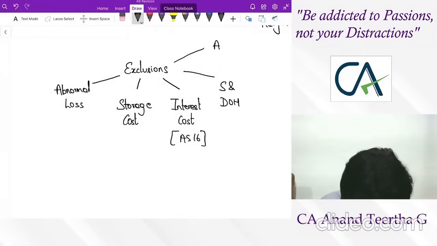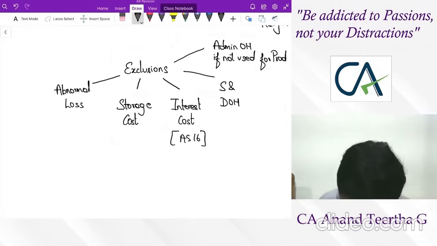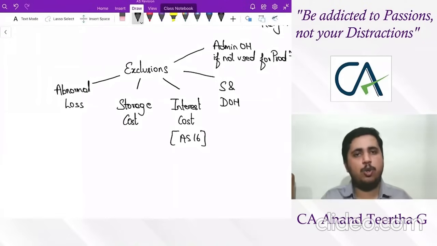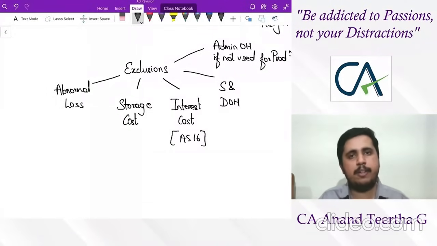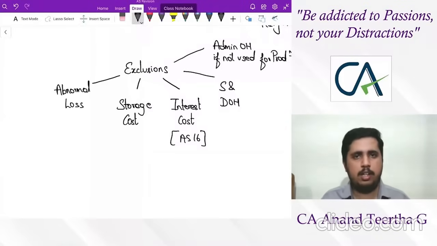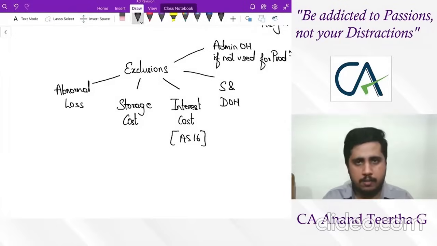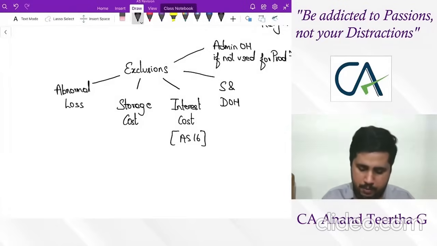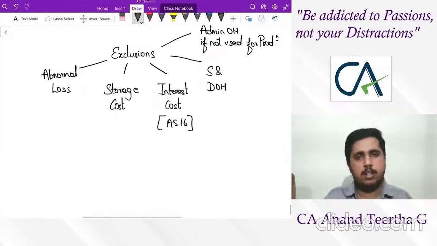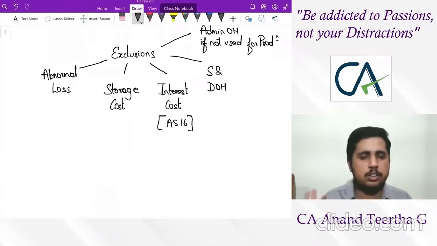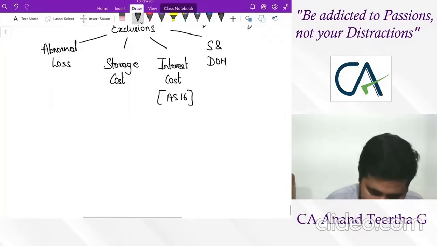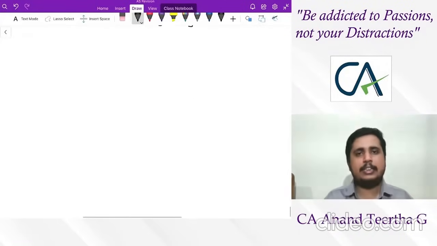Finally, even admin overhead is excluded if not used for production. For example, you pay salary to a chartered accountant. Is that person involved in production? No, so it is excluded. So all these admin overheads not related to production will be excluded from our discussion. So these are exclusions from cost. Do not consider these costs in your cost of inventory calculation. Finally, after all these things, the cost discussion comes to an end.